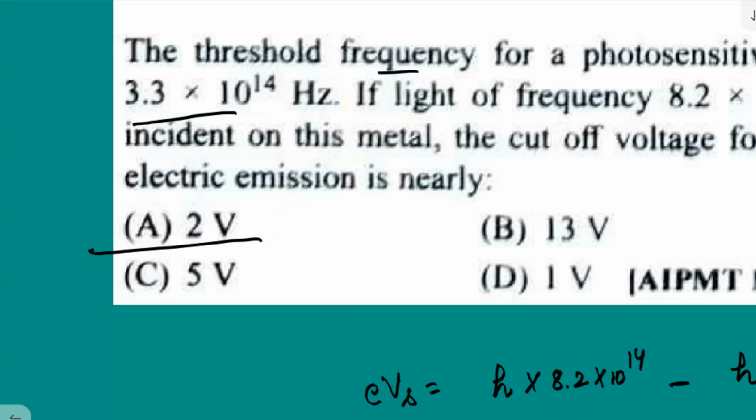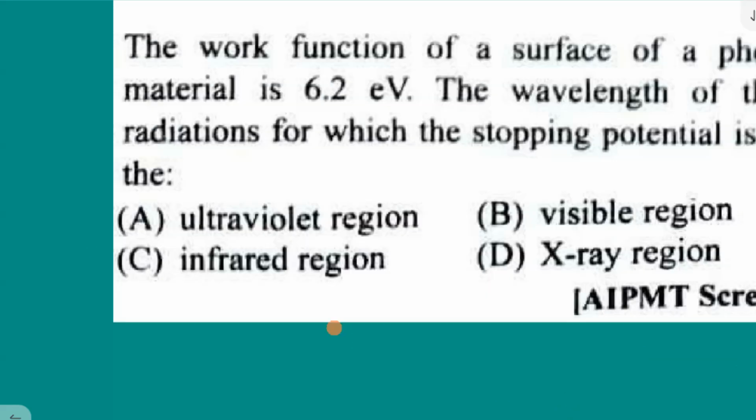Now let's move to the next one. The work function of a surface of a photosensitive material is 6.2 electron volt. The wavelength of incident radiation for which stopping potential is 5 volts lies in the UV, infrared, visible or X-ray?